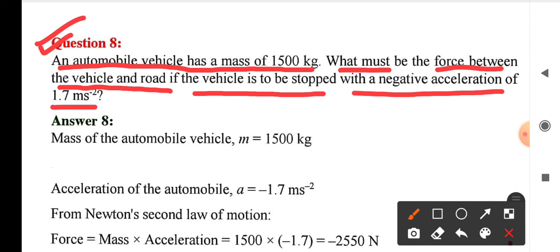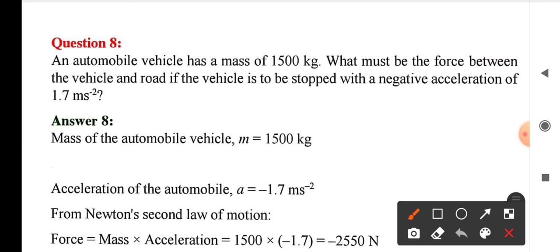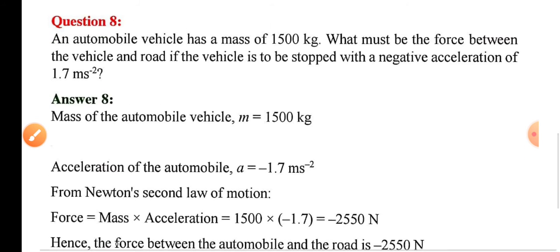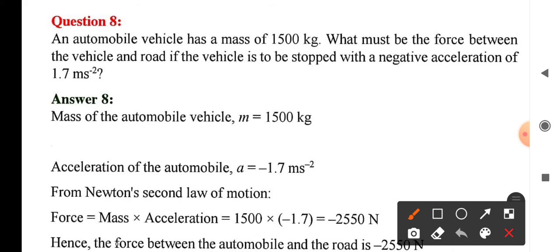Okay, so here in question it is given, mass is given 1500 kg and acceleration is given with negative. Okay, negative acceleration of this, therefore a equal to minus 1.7 meter per second square. Now so we have to find what must be the force. We have to find the force.